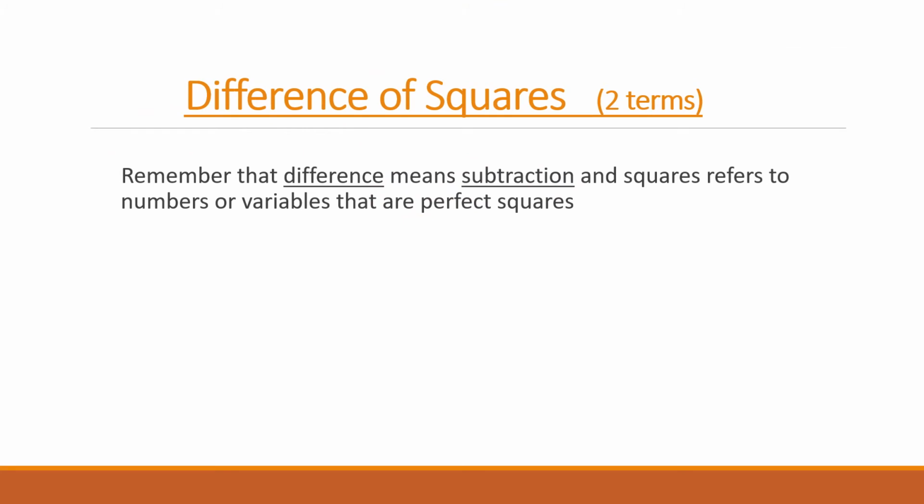So, difference of squares. Take a moment when you need to, pause the video to write down everything you need to. Difference of squares is the pattern that we're noticing. Difference meaning subtraction, and squares meaning numbers or variables that are perfect squares. So you might need some reminders about those.